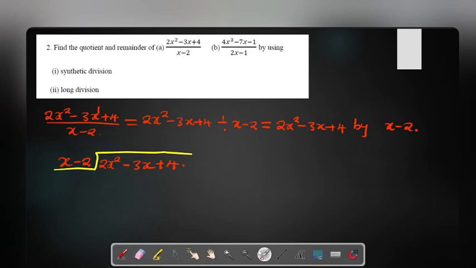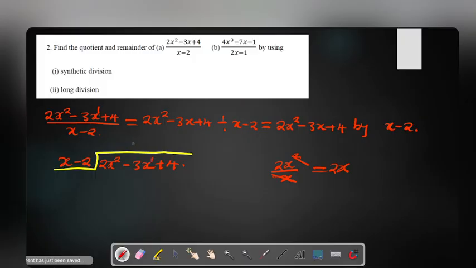Now you start dividing. The way you divide is this: you take this x into this 2x squared, meaning that in short you are saying 2x squared divided by x. We can see that x will cancel with one x. We just have 2x. That 2x, we put straight above the term with the highest power, which is power 1. So it will be 2x there.